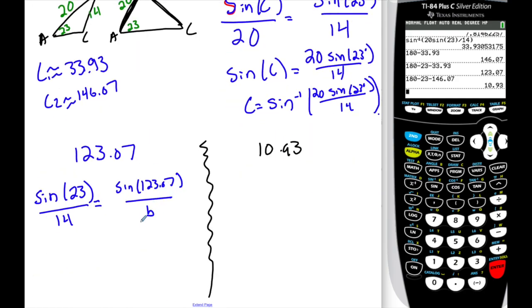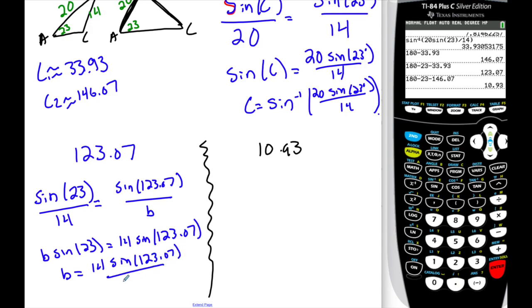over little b. So what I get is b sine of 23 equals 14. This is from cross multiplication, right? We kind of brushed up on that in the similarity unit. So b equals 14 times sine 123.07 over sine of 23. So let's run that. So this has to be done in a calculator.